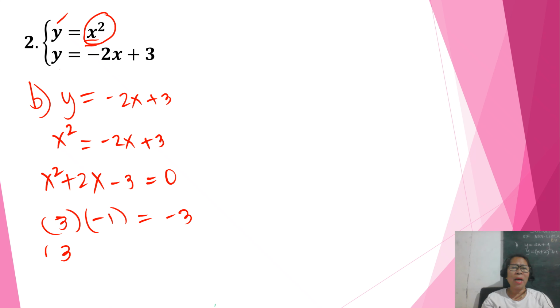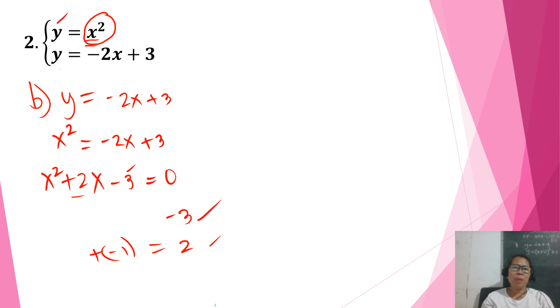But if we add the 3 and the negative 1, it will give us a positive 2. So therefore, the factors are 3 and negative 1, because it satisfies: the third term is negative 3 and the middle is positive 2. So therefore, the factors of x squared plus 2x minus 3 are (x plus 3) and (x minus 1).